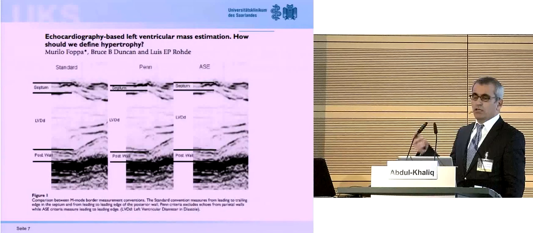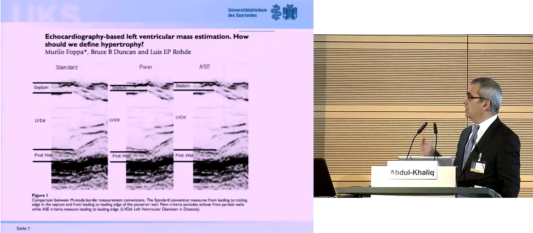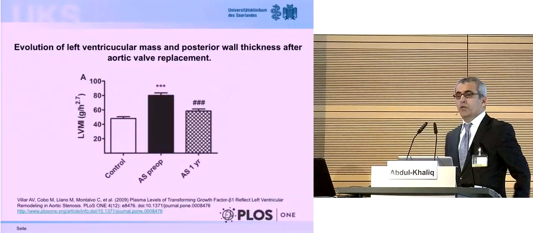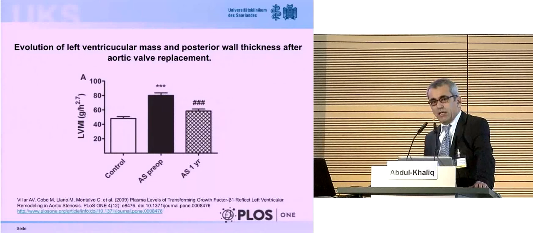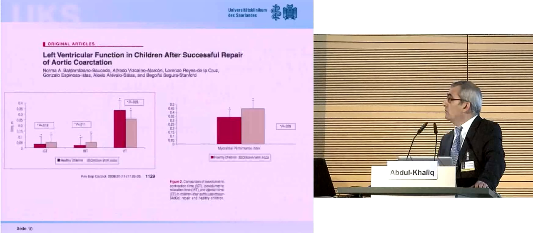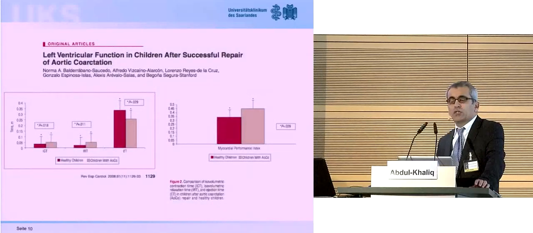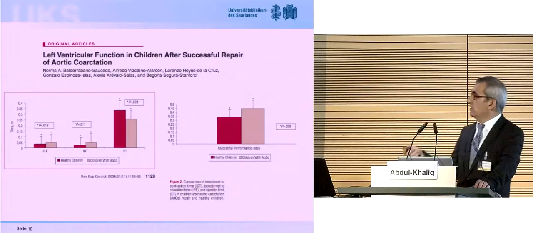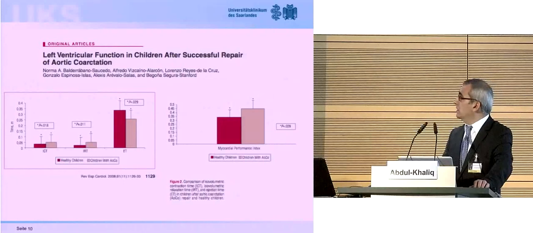And you know these conventional methods to evaluate the ventricular mass, and there are different methods used to assess that, and there are no normal values. And we know that the ventricular hypertrophy is remodeled or improved after operation of, for example, aortic valve stenosis. And we know that also in small infants, these patients still have altered systolic and diastolic function, such as isovolumic contraction and relaxation time and myocardial index in comparison to normal infants.